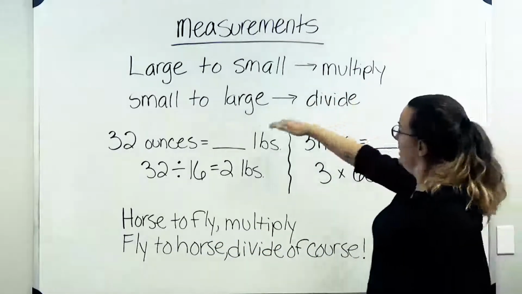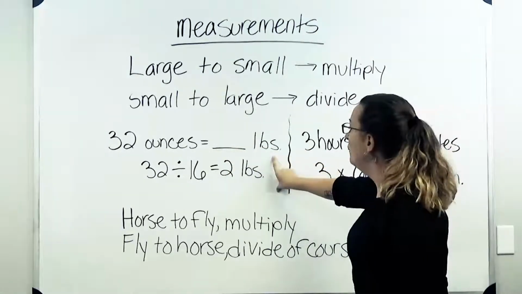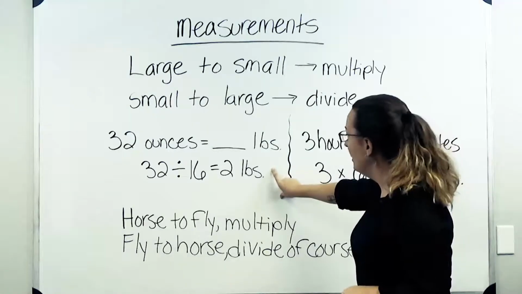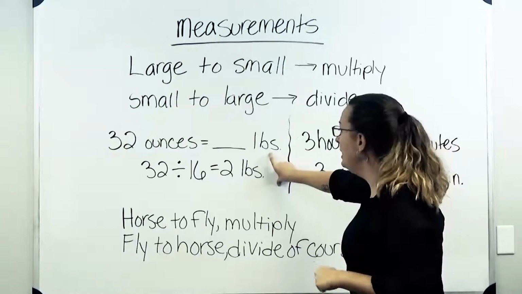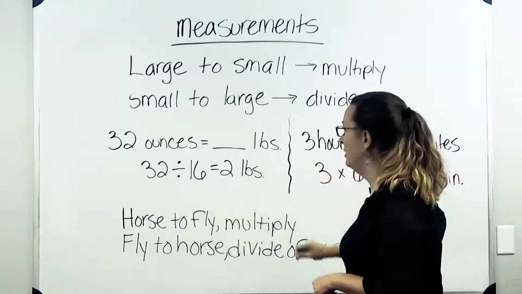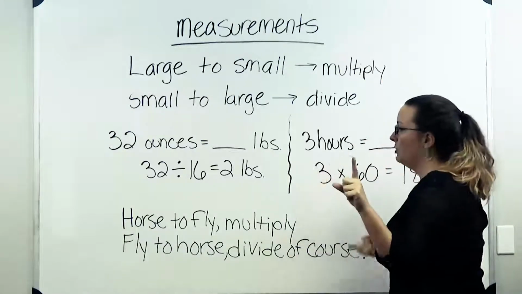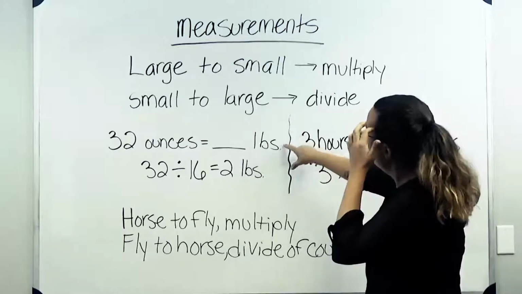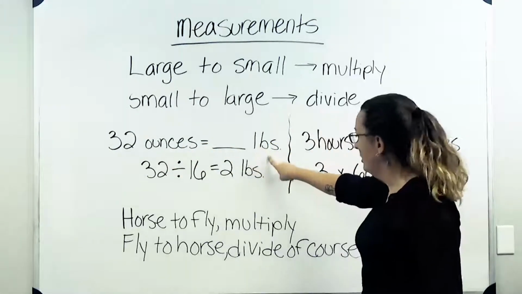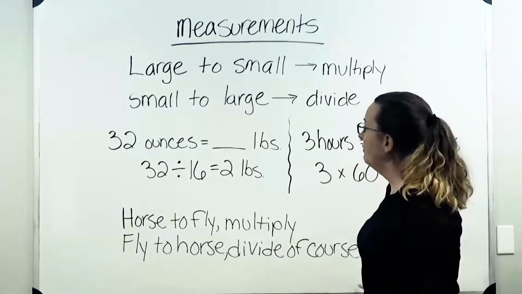So in this example, we have 32 ounces equals how many pounds? Well, first we need to know how many ounces are in 1 pound. There are 16 ounces in 1 pound. Then we need to determine, are we going from a smaller unit to a larger unit or a larger unit to a smaller unit? So you have to say to yourself, what is bigger, 1 ounce or 1 pound? Pounds are larger, which means that we're going from a smaller unit to a larger unit, which is the same as fly to horse. So we would divide, of course.